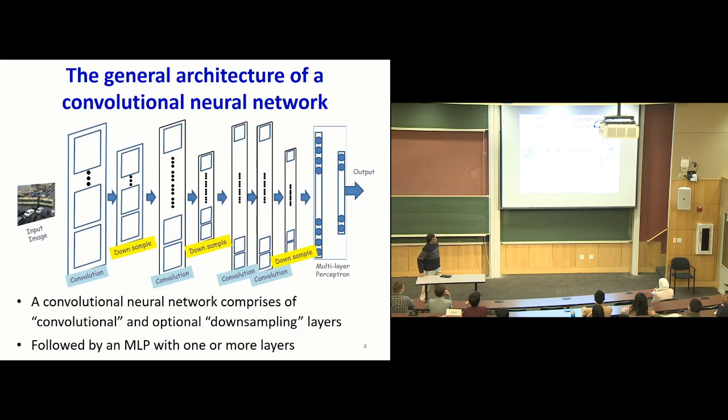So here is the overall structure. I'll just do a quick recap. Here is your ConvNet. It comprises convolutional and optional downsampling layers. Downsampling is optional. After a sequence of these convolutions and downsamplings, eventually you get some output which is passed through either a single neuron or a multi-layer perceptron.